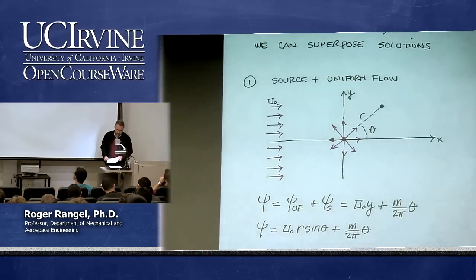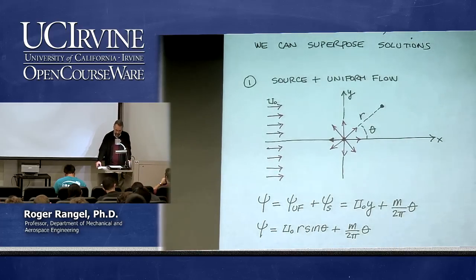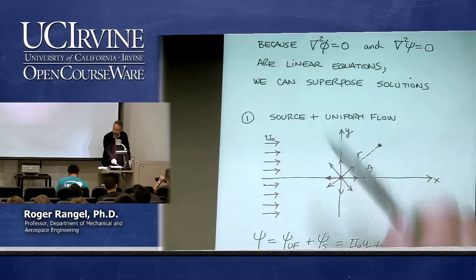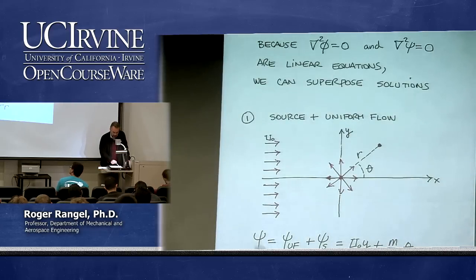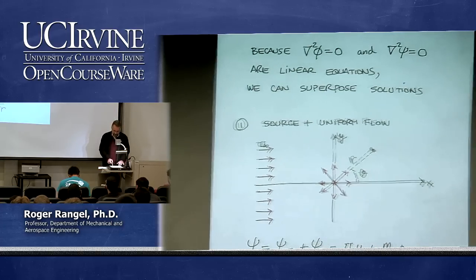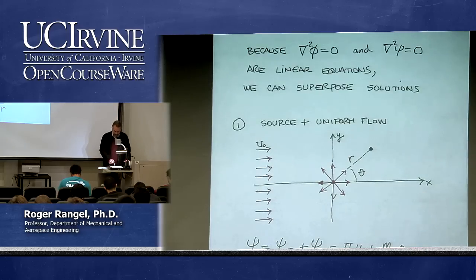This is what the addition of the stream functions looks like. Remember, we're superimposing, so we get the total stream function as the stream function for a uniform flow plus the stream function for a source. And here I have them from before. The stream function for a uniform flow was u naught times y, and the stream function for a source, we just saw it a while ago when we were building the doublet, is m over 2 pi times theta. So those are the two that I'm adding.